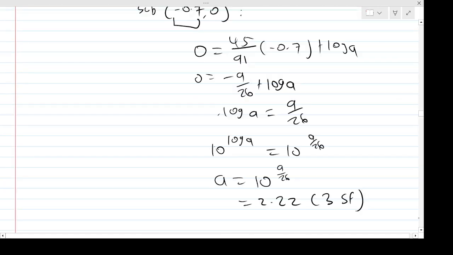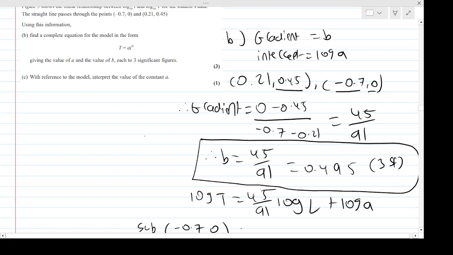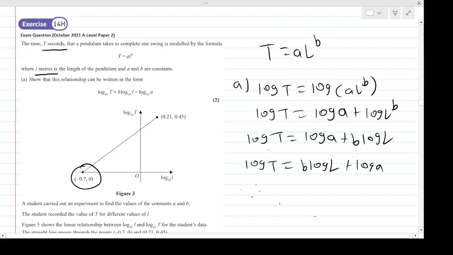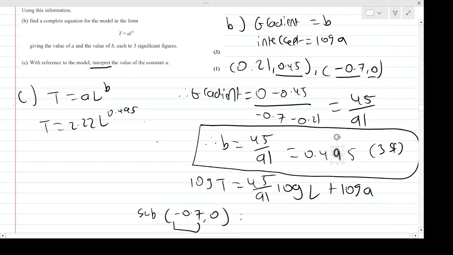And A is here. Cool. So there we are. Then it says, with reference to the model, interpret, again, that key word, the value of A. So what does the value of A mean in reference to what's going on? So the pendulum swinging, right? If I restate this model, T is AL to the B, and we know what A and B are. T is 2.22 of L, L to the B, which is 0.495. Okay, so we've got the equation here.